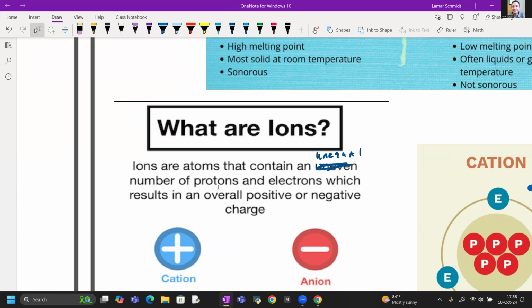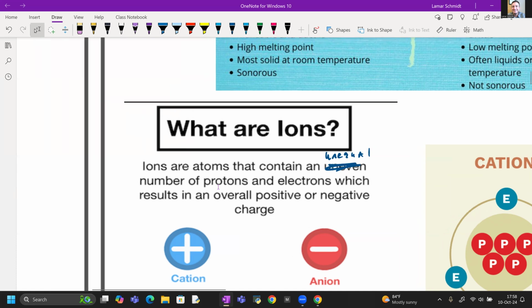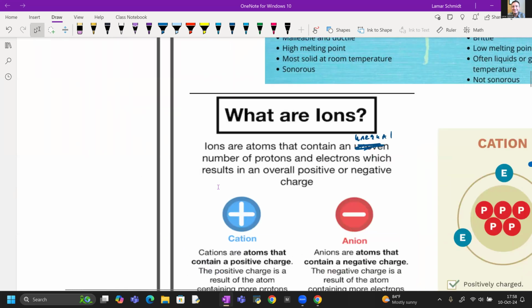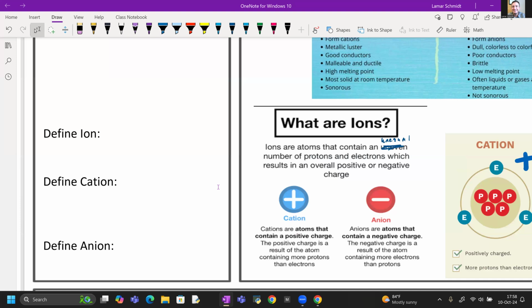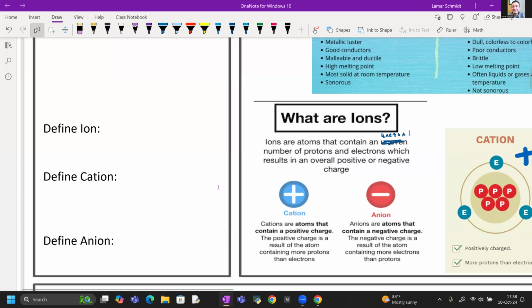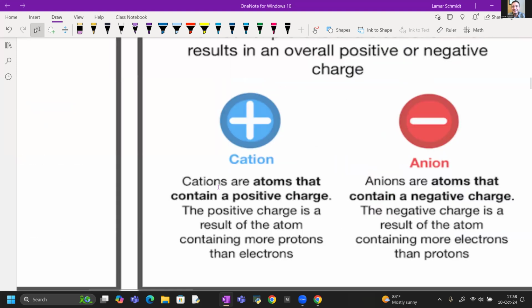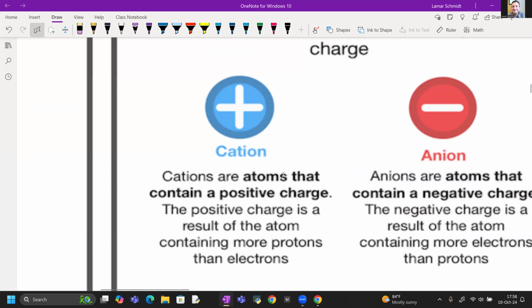Now we can get a lot more specific with our terms when we say cation. So we ask to define cation. Now we are being specific about an atom with a positive charge. How does an atom get a positive charge? Well, it has to have more protons than it does electrons. So it has more positively charged protons than negatively charged electrons, and so it has an overall positive charge. We call these a cation.